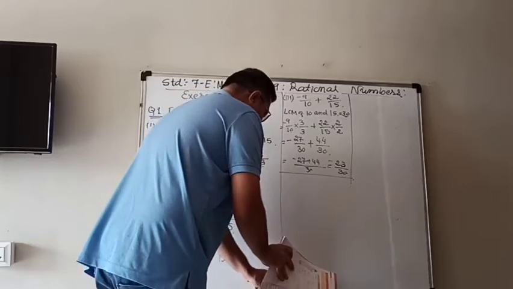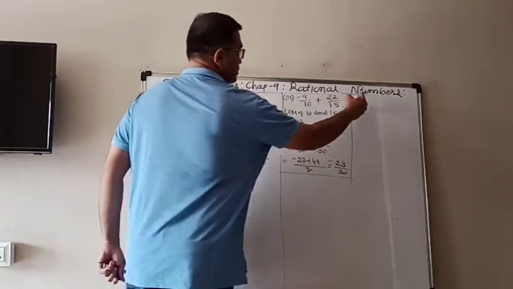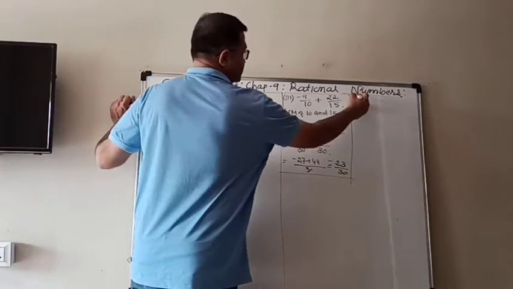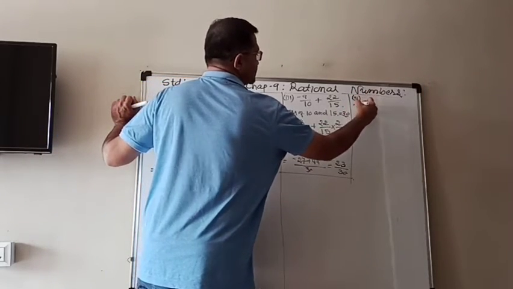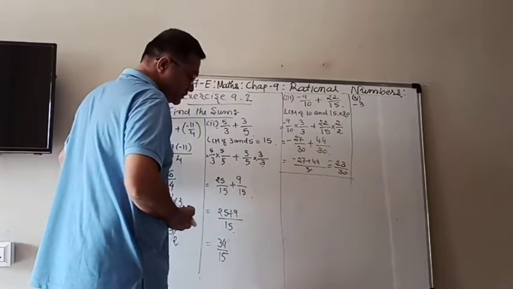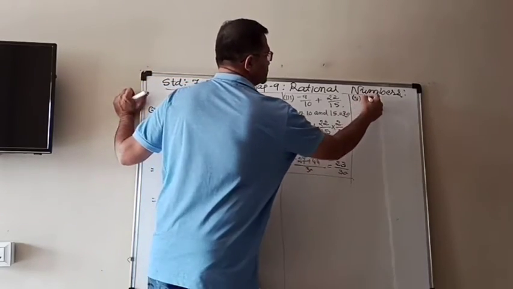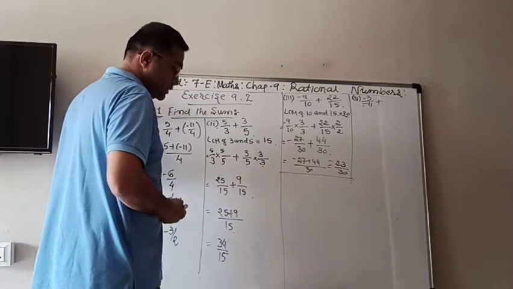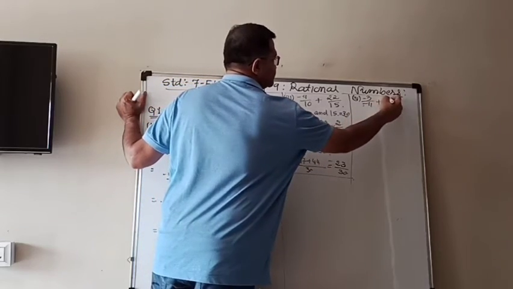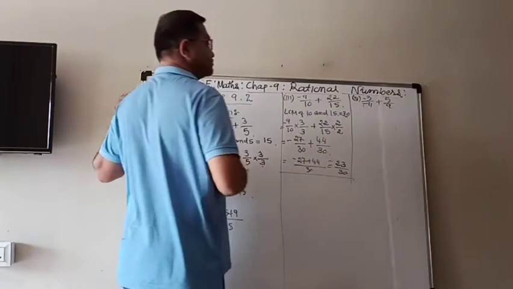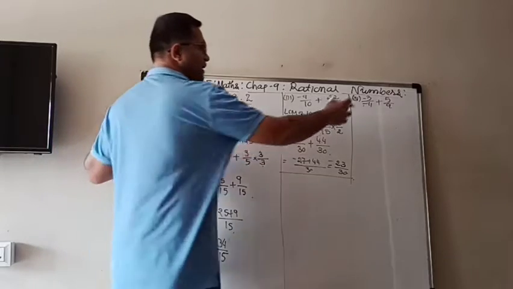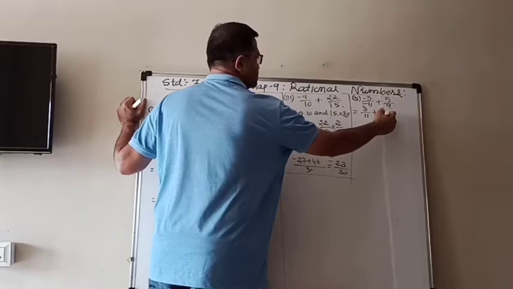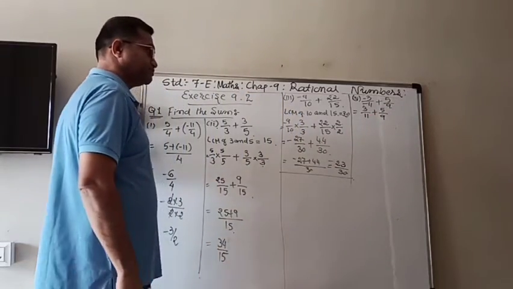Let's take the fourth one. In the fourth one, minus 3 upon minus 11 plus 5 upon 9. Now both are negative, so we can cancel the sign, so we can write it as 3 upon 11 plus 5 upon 9, and then we can take the LCM.